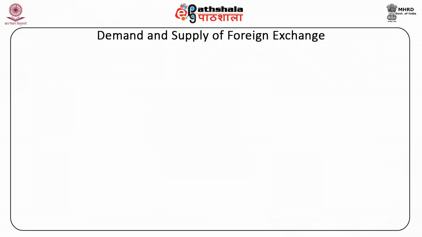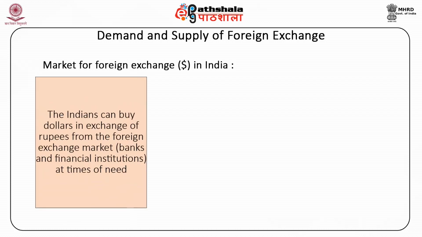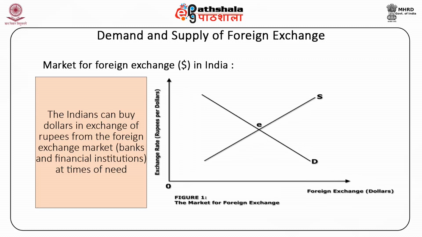To understand how foreign exchange rates are determined, it is essential to study the demand and supply of foreign exchange. Let us consider the market for foreign exchange, say dollars in India. Indians can buy dollars in exchange for rupees from the foreign exchange market in times of need. The figure displays a market for foreign exchange. Similar to any demand-supply analysis, the quantity of foreign exchange is shown on the horizontal axis. The price of foreign exchange, that is, rupee per dollar, is represented on the vertical axis.